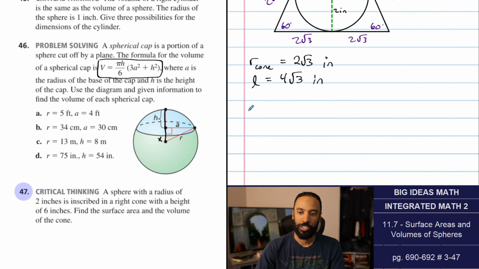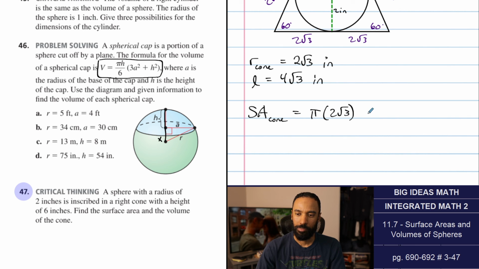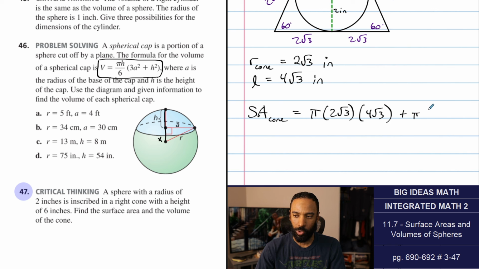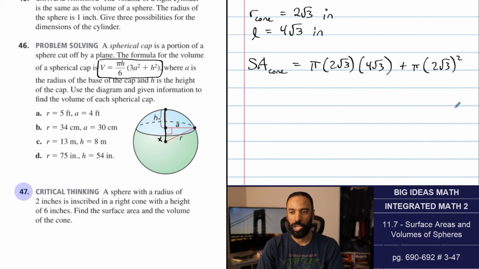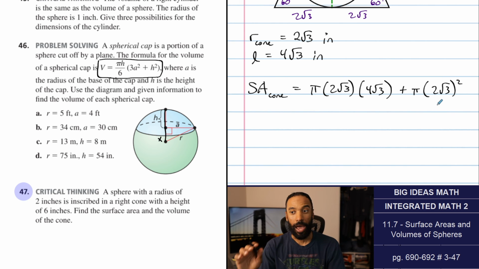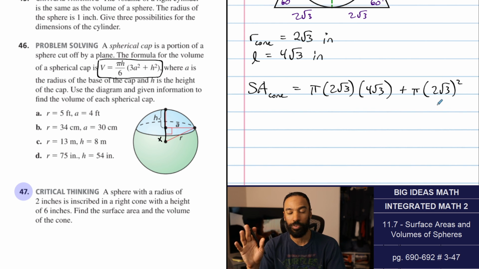If I want to find the surface area of the cone, I do pi r l, pi times radius times slant height, plus pi r squared. That's the surface area of this cone with the sphere inscribed in it. Cool. I don't even think I need the sphere anymore. I needed it for all this stuff here.